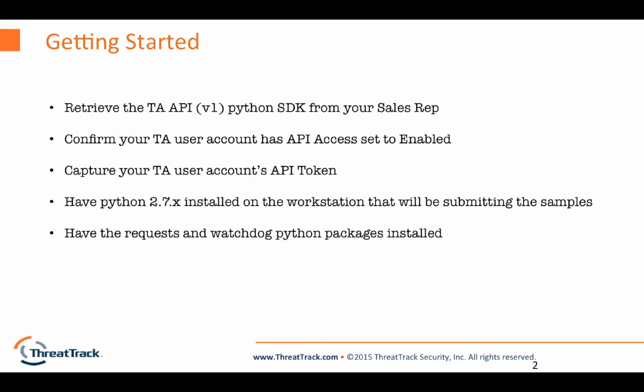Getting started. First, you'll need to retrieve the ThreatAnalyzer API version 1 Python SDK from your sales rep. Confirm your TA user account has API access set to enable. Capture your ThreatAnalyzer user account's API token. And have Python 2.7 or greater installed on the workstation that will be submitting the samples. Have the requests and watchdog Python packages installed.